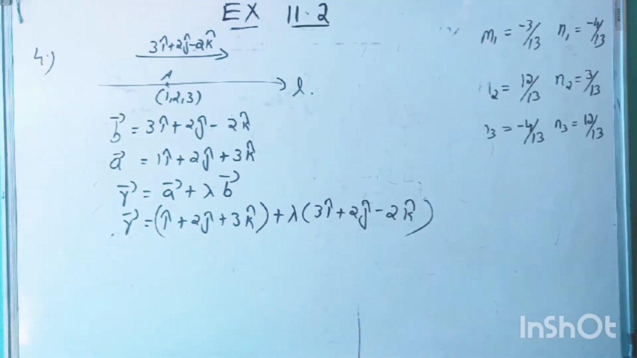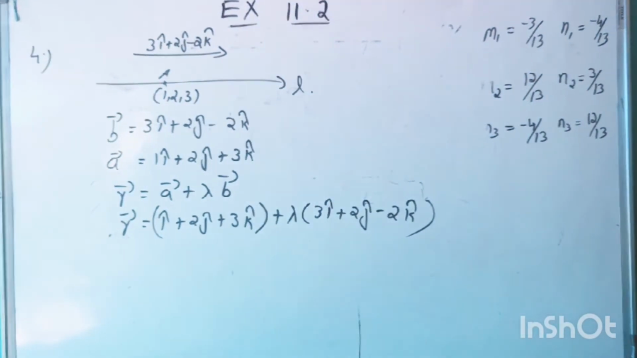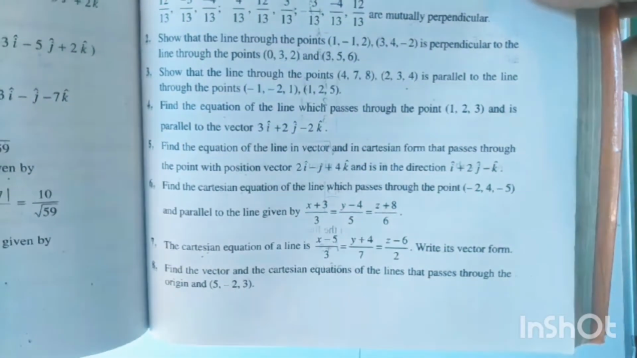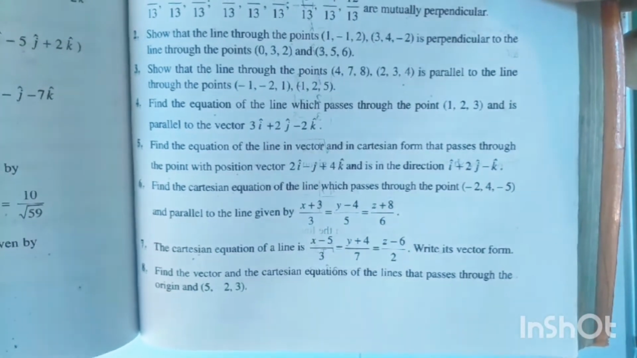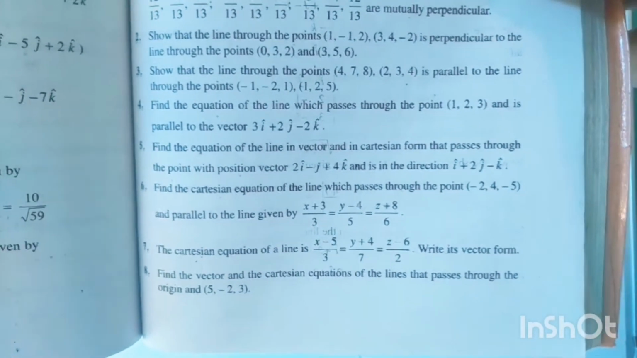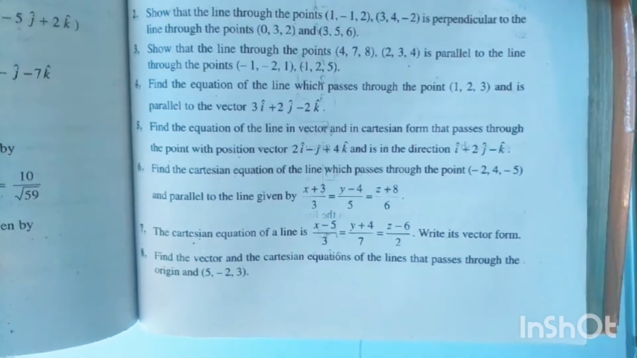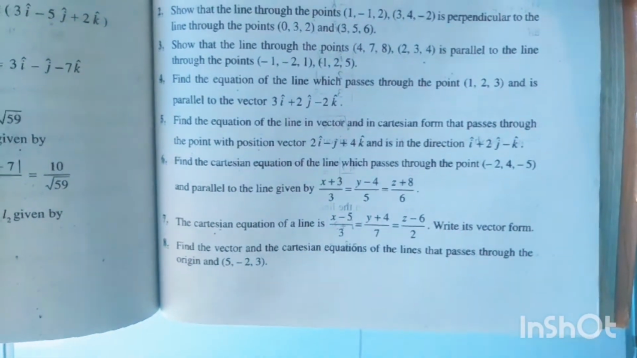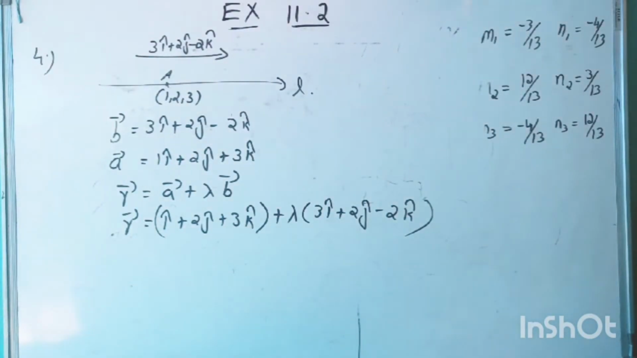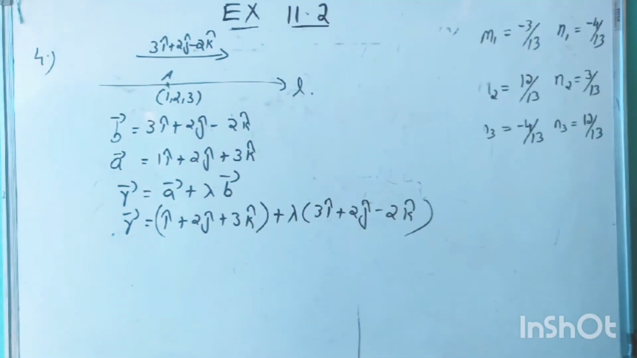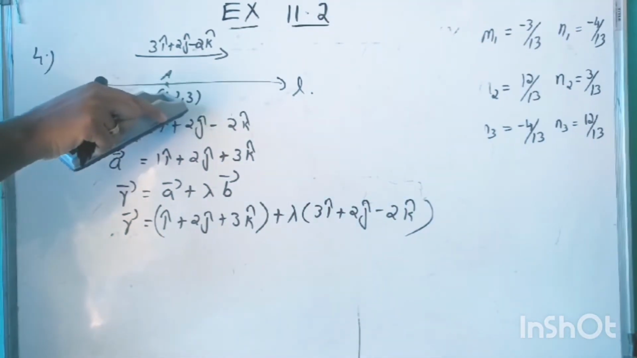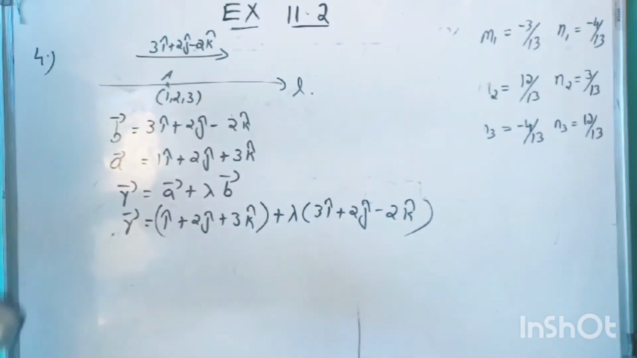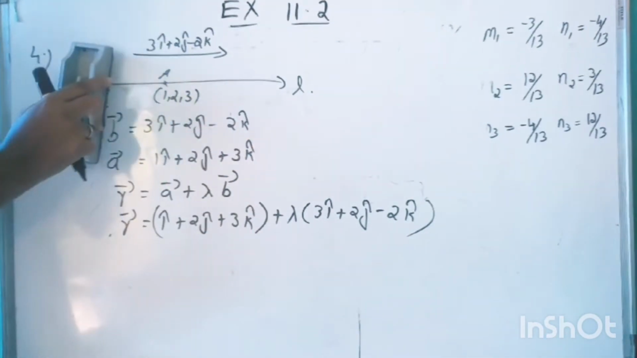Now we are going to do the fifth question. Find the equation of the line in vector and in Cartesian form that passes through the point with the position vector 2i minus j plus 4k and is in the direction i plus 2j minus k. So this is also in that first form. Instead of giving the point, they gave that vector itself.